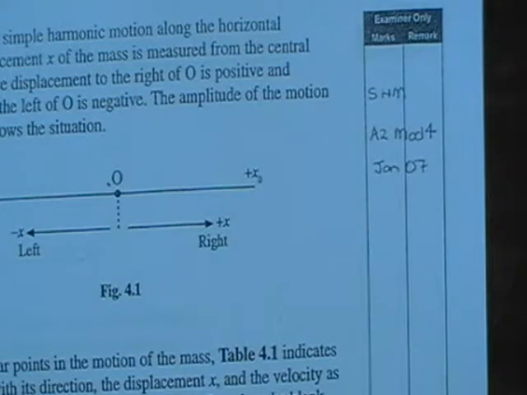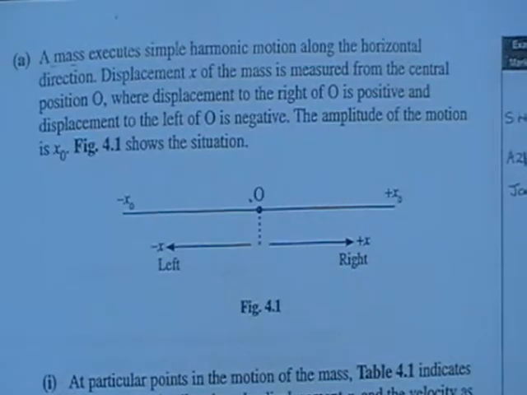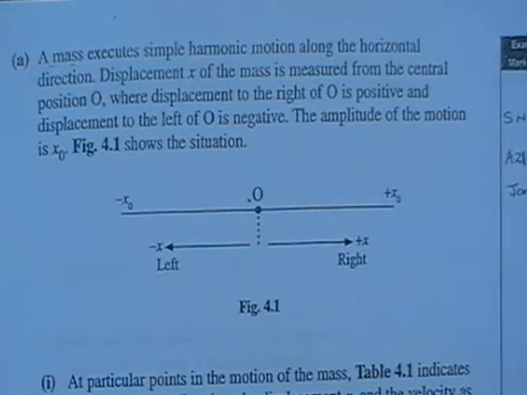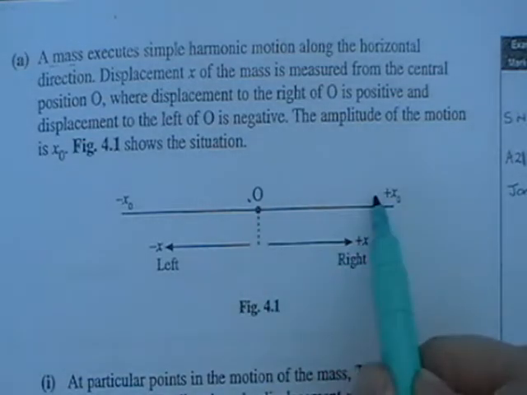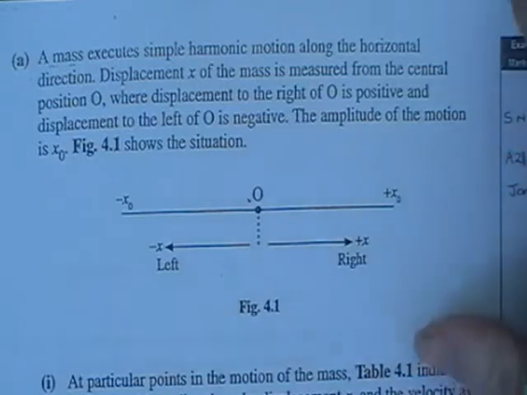This is Jan 2007 A21 Module 4. A mass executes simple harmonic motion along a horizontal direction. The displacement x of the mass is measured from the centre position O, where the displacement to the right of O is positive and the displacement to the left of O is negative. The amplitude of the motion is x0. Figure 4.1 shows the situation.